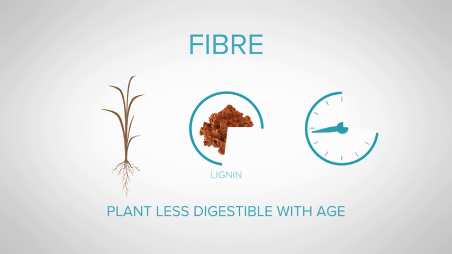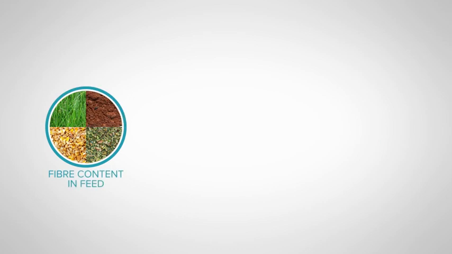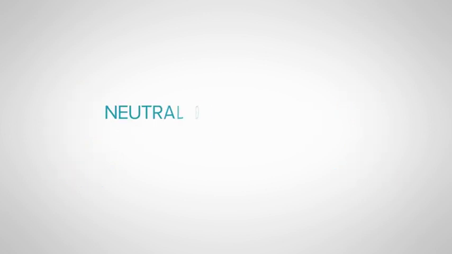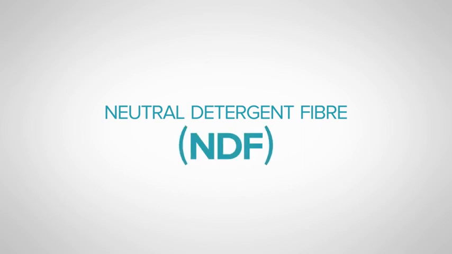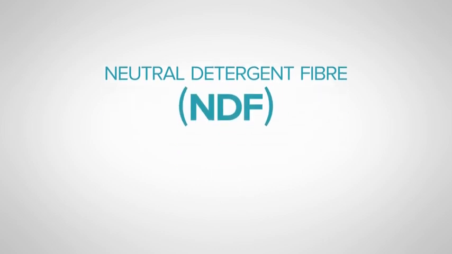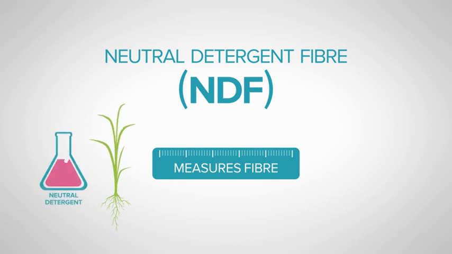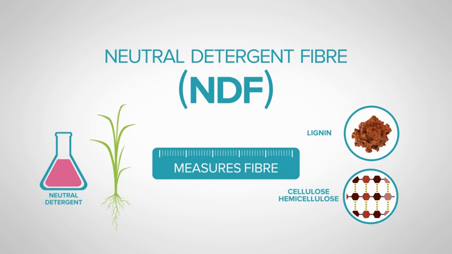Now, the fibre content of feed is measured in three ways and expressed as a percentage of the dry matter. Firstly, there is neutral detergent fibre, or more commonly termed NDF. Now, NDF measures the fibre that remains after treating the plant with a neutral detergent. This measures lignin and the structural carbohydrates, hemicellulose and cellulose.